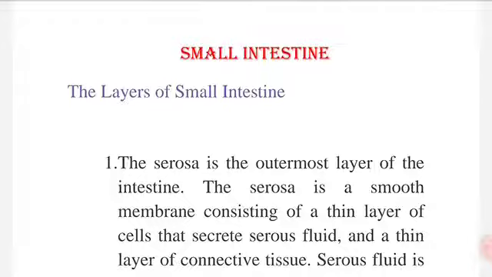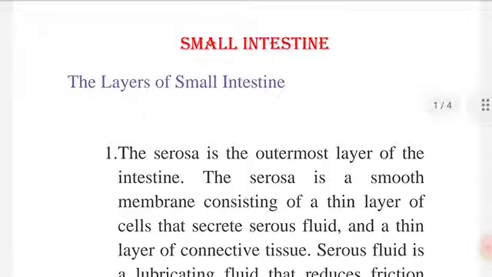In our previous lecture, we were discussing the small intestine. We have already discussed that there are three main parts of the small intestine: duodenum, jejunum, and the ileum. And in this lecture, I'm going to tell you about the histology of the small intestine.